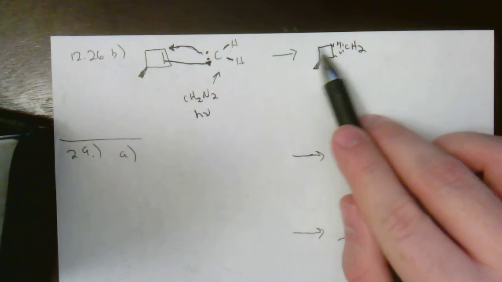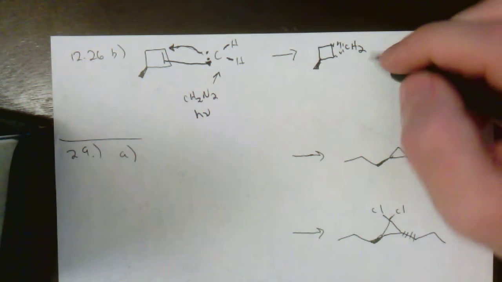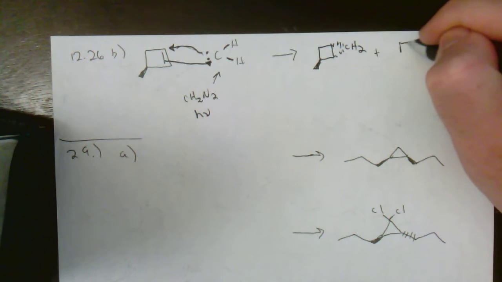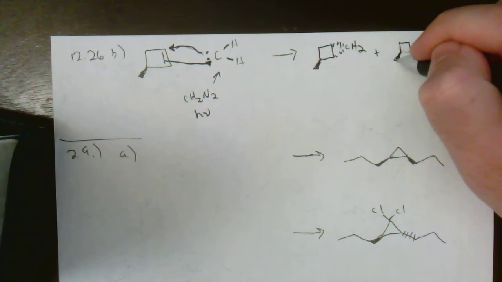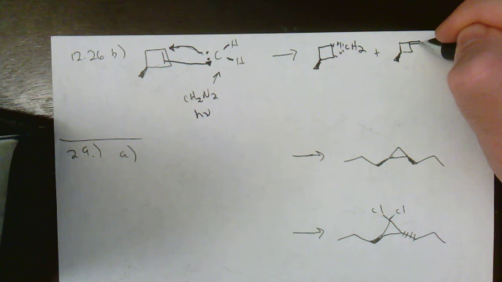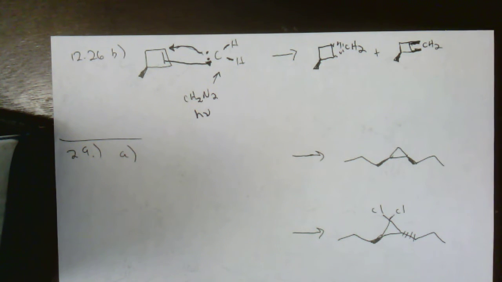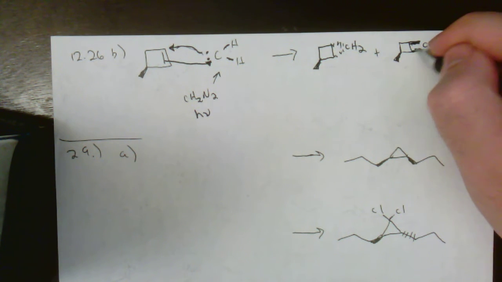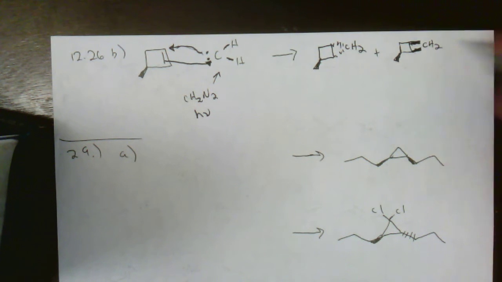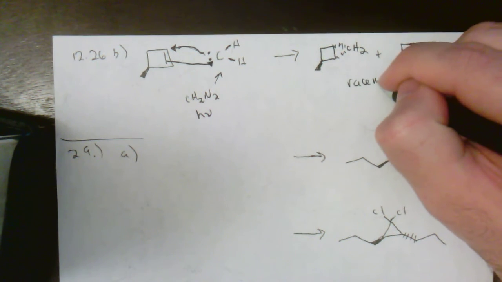Because I've already shown two in-plane bonds from this carbon. And then I'm also going to get the other enantiomer, which I'll go ahead and draw here too. Okay, there is the three-membered ring. This should look a little bit more like a triangle than it does, but hopefully you get the idea. Okay, and this is going to be a racemic mixture.